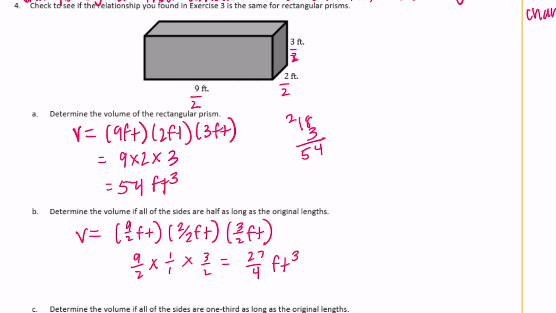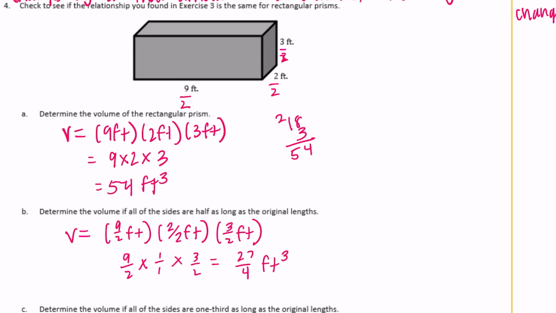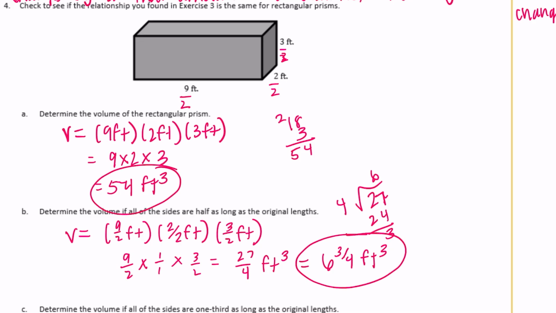So what happened there? It'll be easier to see if we make it into a mixed number. So 27/4, 4 can go into 27, let's see, 8 times 4 is 32, 6 times 4 is 24. 6 3/4 feet cubed. So if we're comparing the 54 feet, and then when we took them all and cut them in half, it got significantly smaller, going from 54 feet cubed all the way down to 6 3/4 feet cubed.